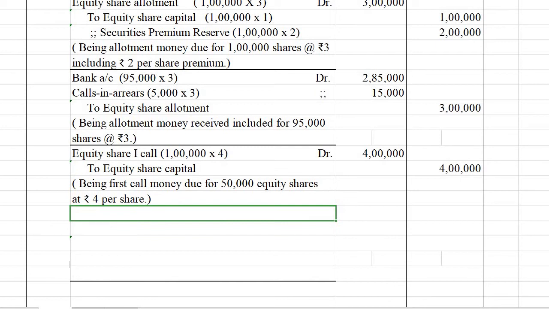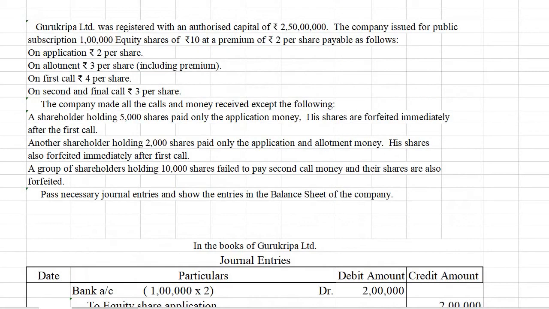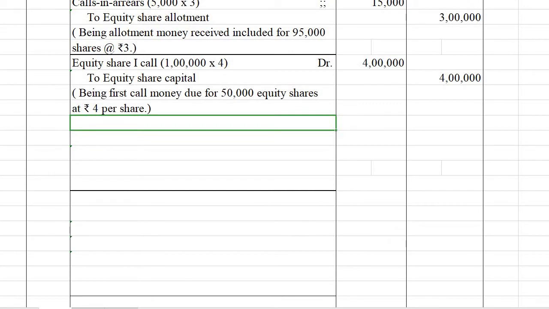Now the receipt entry for the first call. Here the holder of 5,000 shares will not pay the money, as he paid only the application money. That means the 5,000 shares did not pay allotment and call monies. Another shareholder holding 2,000 shares paid only the allotment and application money. That means he also did not pay the first call money. So total shares are 5,000 plus 2,000, 7,000 shares that did not pay the first call money. That means 93,000 shares only paid the first call money.